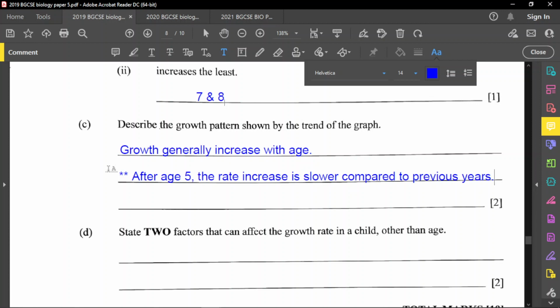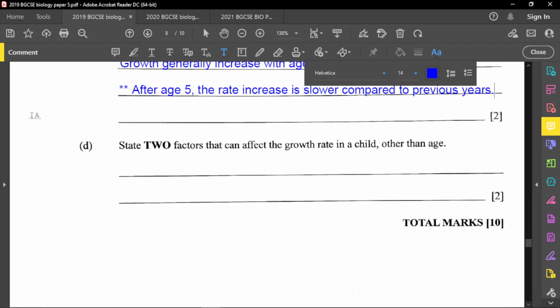Now the last part here, part D, is state 2 factors that can affect the growth rate in a child. So what are some of the things that can affect growth rate in a child other than age? So besides the age, what causes it to grow differently? And of course, one could be diet, because it depends on how you're eating, what you're eating and all that. Then you may grow faster than the other child, right?